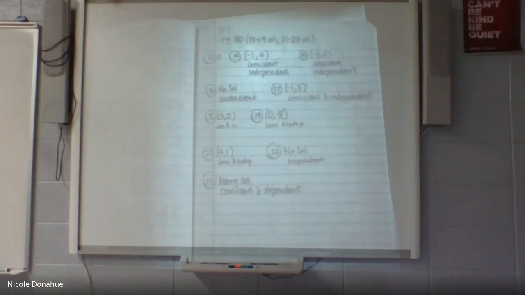So then number 19 and 21, I'm going to put up some graph paper on the board so I can show you guys those.